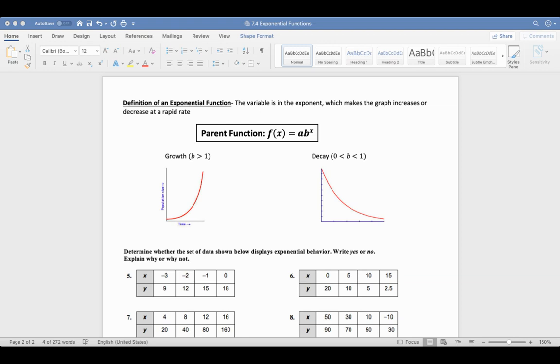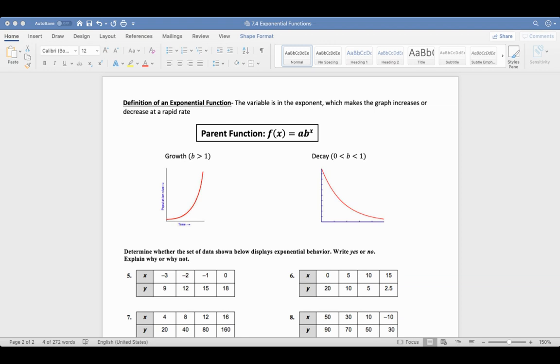Let's see, 20 to 10, minus 10. So am I subtracting 10 each time? No, I'm not, am I? Because 10 minus 10 is not 5. 5 minus 10 is not 2.5. So I'm getting smaller, but I'm not subtracting. So that means I must be multiplying by a number less than 1. Let's see if that's the case.